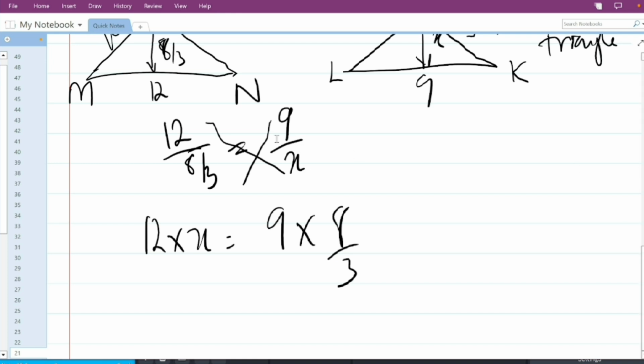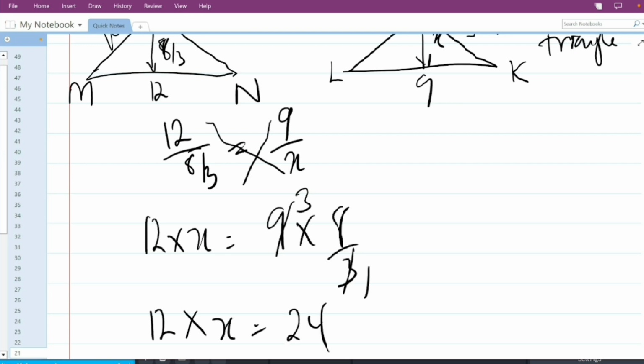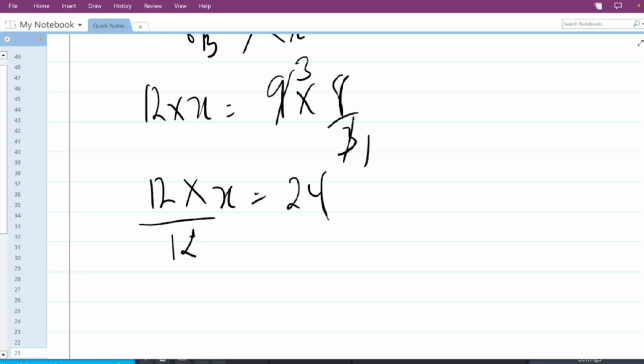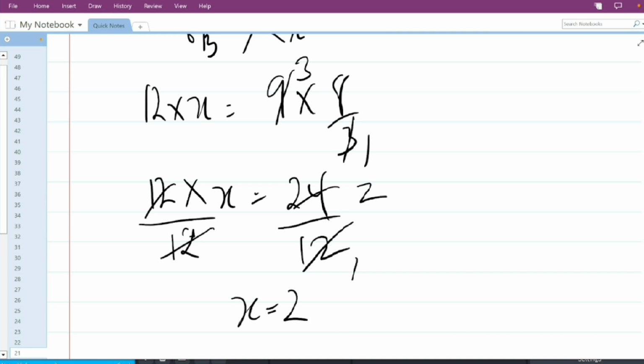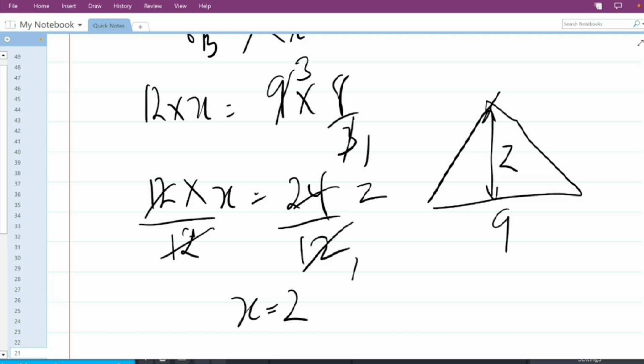So we have this 9 multiplying this 8 over 3 and this 12 multiplying this x. On this side, we can break it down. You can say 3 here 1, 3 in 9, 3. Then we have 12 times x equals 8 times 3 is 24. We divide both sides by 12 to find the value of x. 12 cancels 12, 12 here 1, 12 here 2. x is 2. We now know for the smaller triangle, the height is 2 and the base is 9.